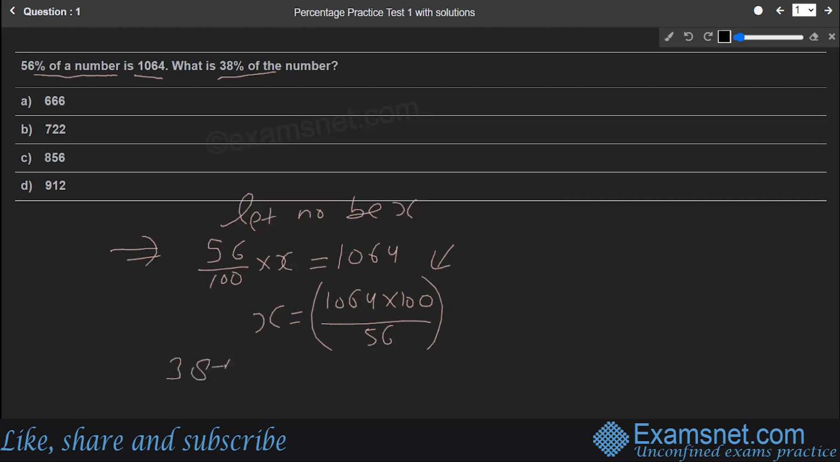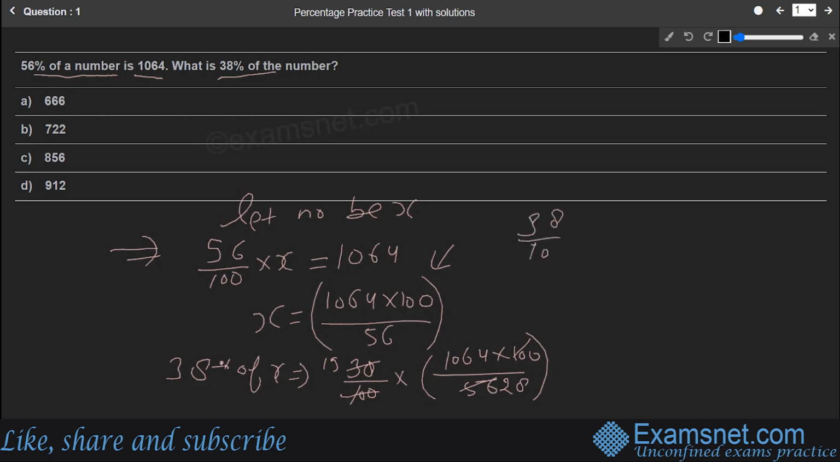Then he asked 38% of x. 38% of x is what he wants us to calculate. So let us find out 38 by 100 of x, where the value of x is given here, 1064 into 100 divided by 56. So we are supposed to calculate this. This will be the final answer. So we can cut down a few numbers. 2 cuts by 38 gives 19, and then this is by 28. Okay, this 100 is cancelled. So ultimately we are left with 38% of x as 38 by 100 of 1900. So the ultimate value comes out to be 722. So that is the right answer. The 38% of x is nothing but 722.